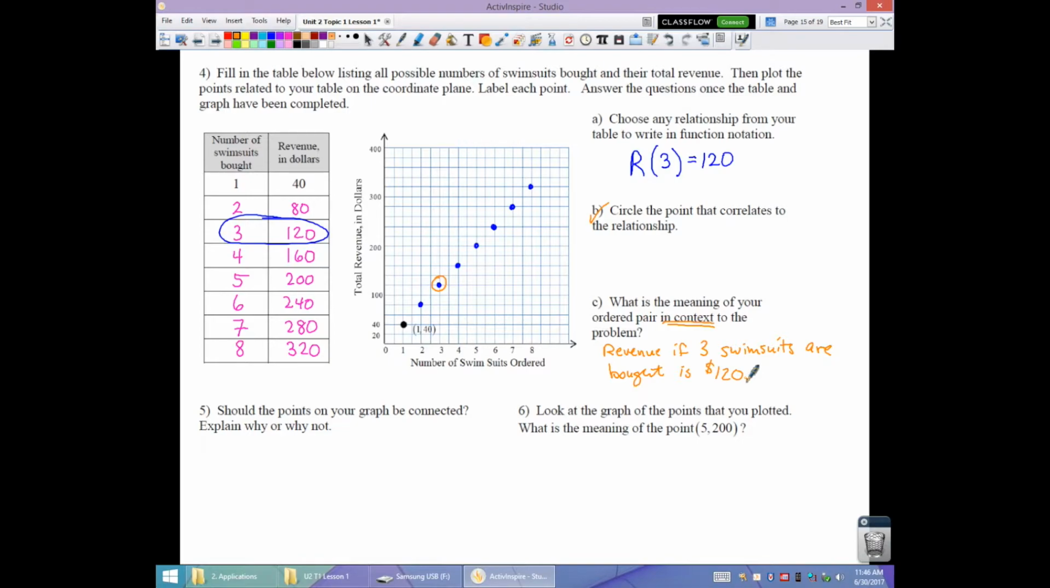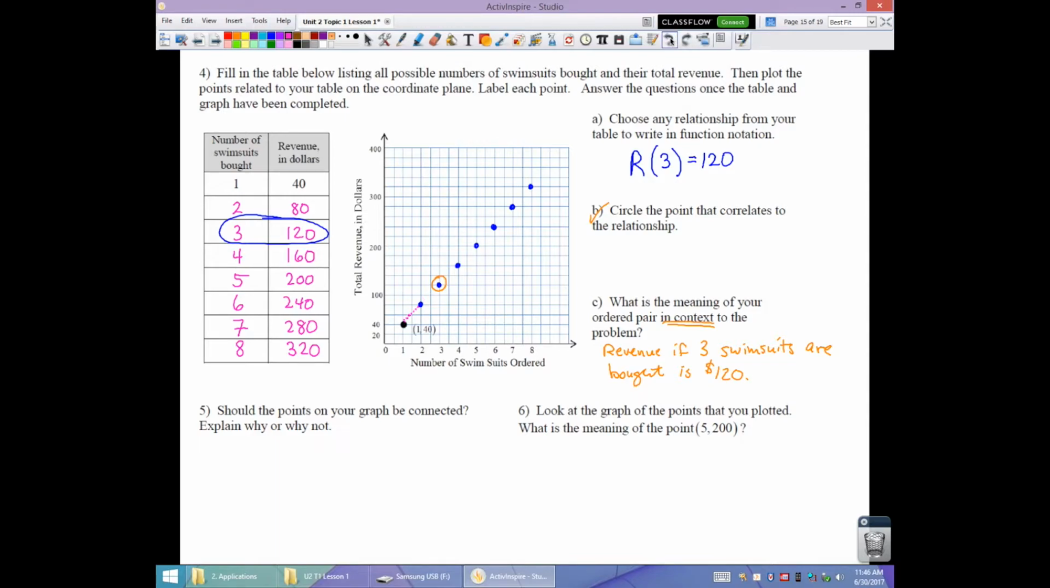So should the points on your graph be connected? And explain why or why not. Well, what that's really asking us is, are there more points in between here, in between 1, 40 and 2, 80? Should these all be plotted as other options? Is 1.5 swimsuits for revenue of $60 an option? Could I have 2.1 swimsuits and an amount of revenue that goes along with that? Well, the answer is no.